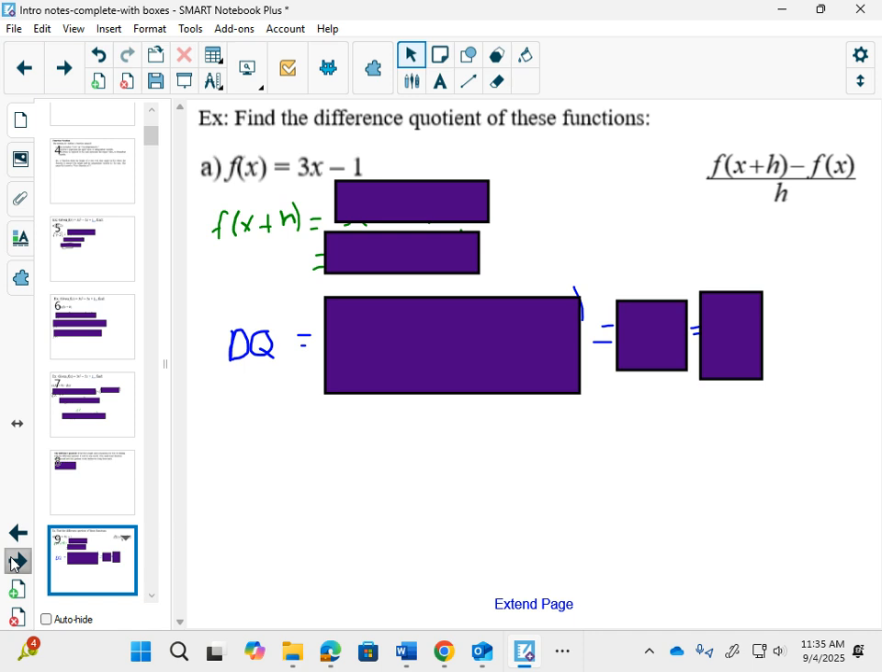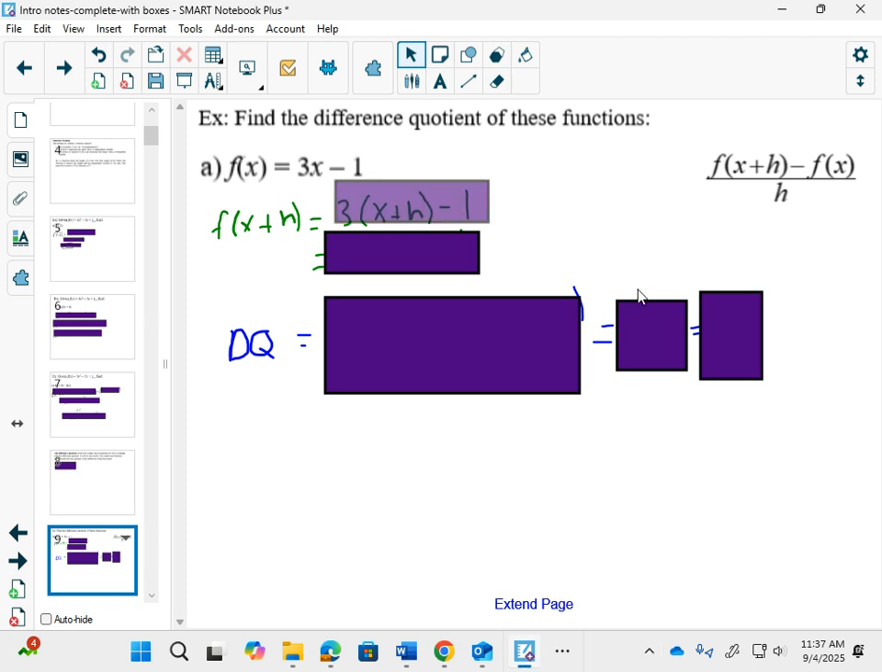So you're going to have to figure out the f of x plus h, then subtract the f of x, and then divide by h. And again, I'll put the answers up in a little bit. I'll put up the answer for the first one.